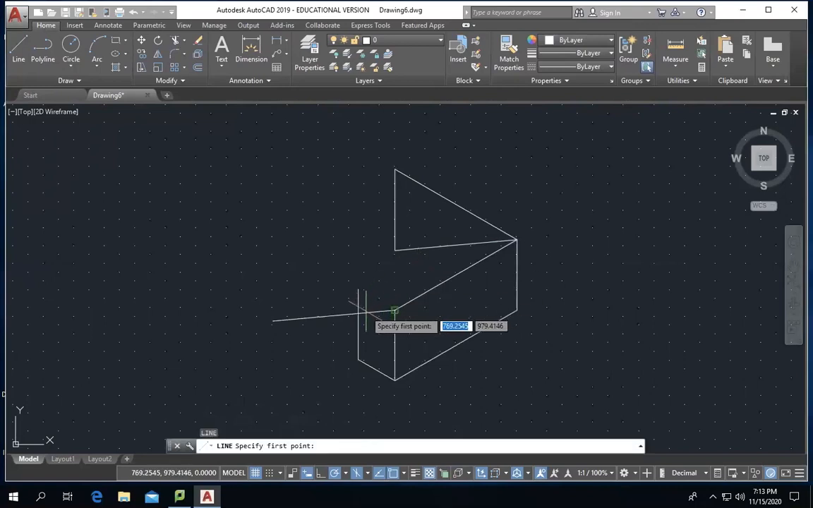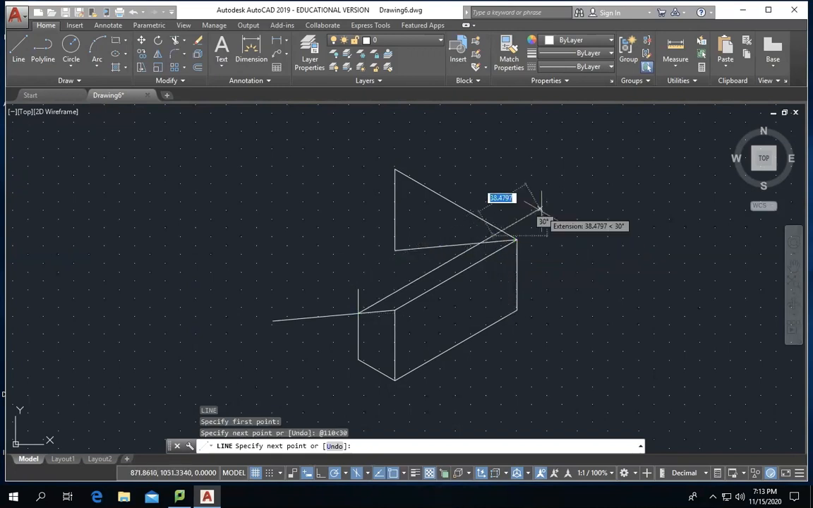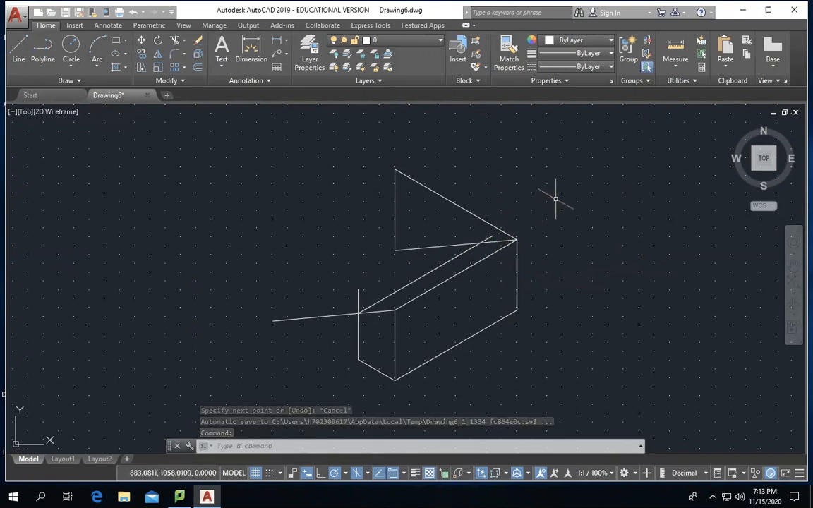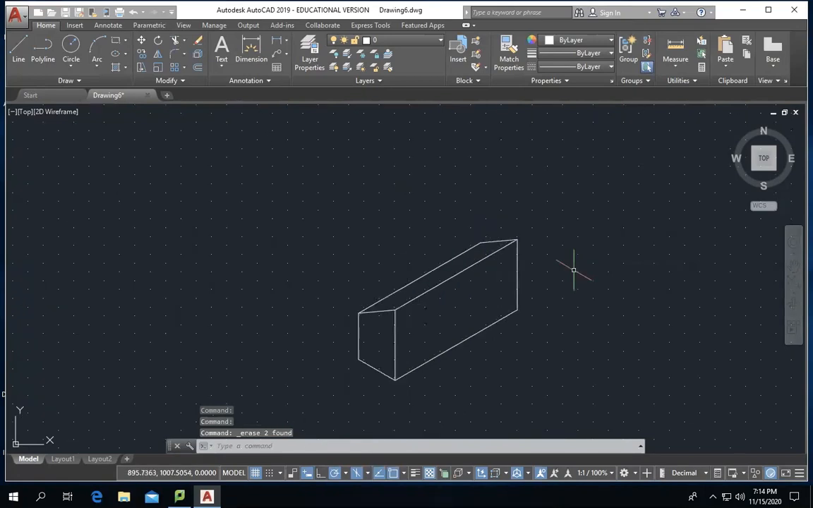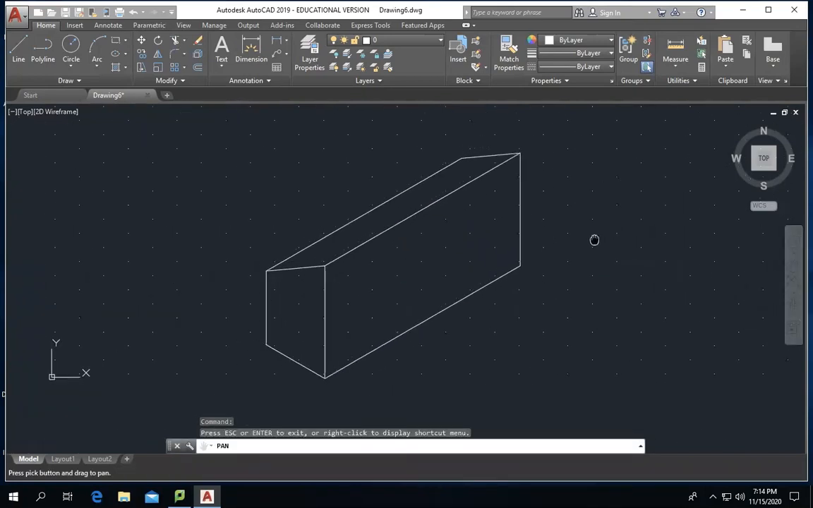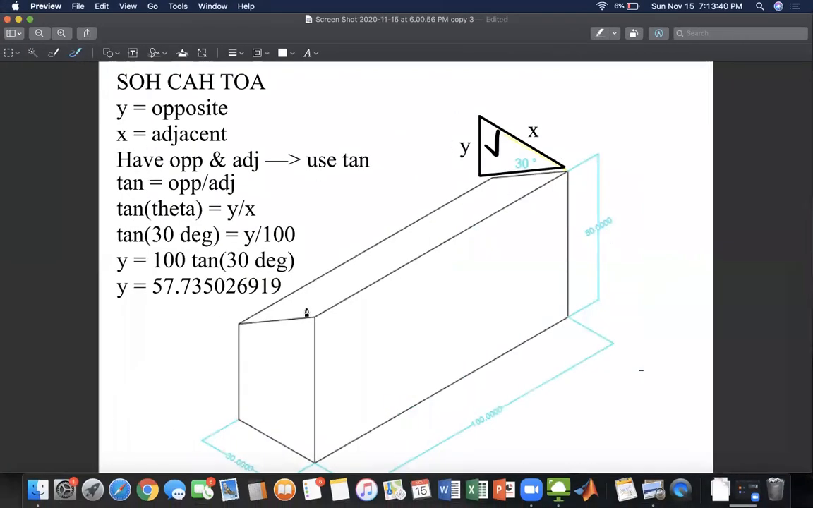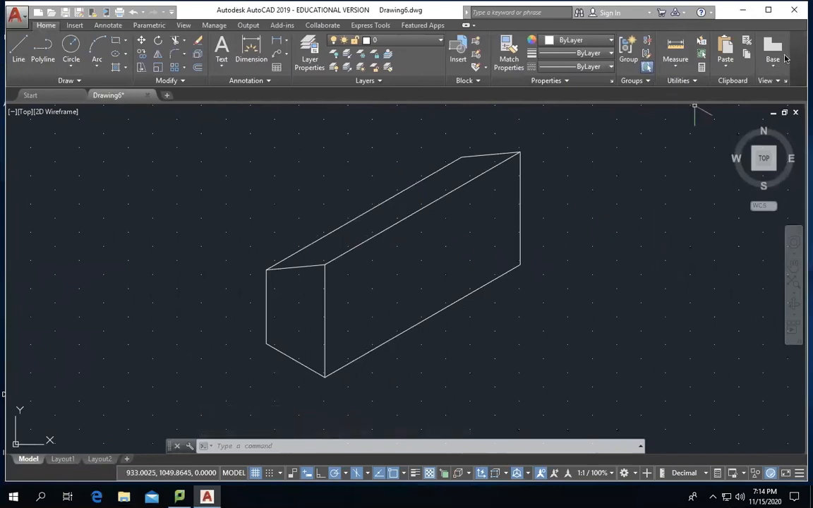And now what we're going to have to do is draw a line at a 30-degree angle that will overshoot this line. So I'm going to put it 110 units. Okay. Now all you have to do is just trim the excess with the trim command and then press the space bar. So you get rid of individual lines, and then get rid of this too. And boom, that's our drawing right there. And yeah, it looks how we want it to look.